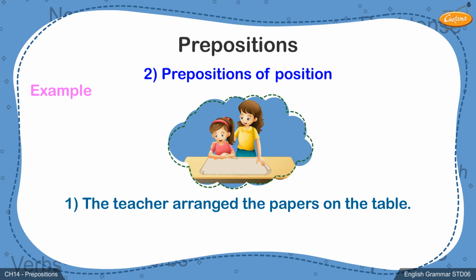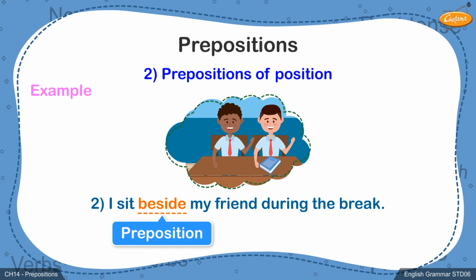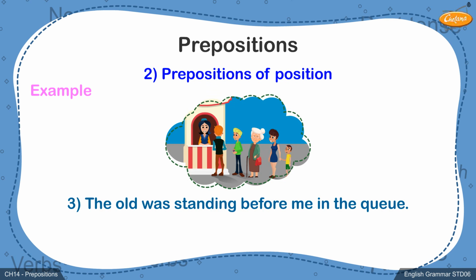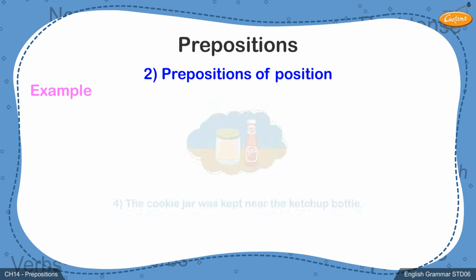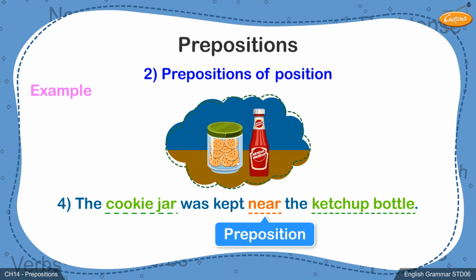In these sentences, the preposition on connects the papers and the table, whereas the word beside connects two nouns, I and my friend. In the third sentence, the word before indicates the position of the old lady who was standing in front of me in the queue. In the last sentence, the two nouns cookie jar and ketchup bottle are connected using the word near, which indicates position.